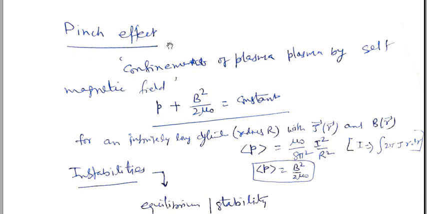For example, if we take an infinitely long cylinder of radius r with current density J and magnetic field B, then the average pressure inside the cylinder must be equal to mu 0 upon 8 pi squared I squared upon r squared, or B squared upon 2 mu 0.